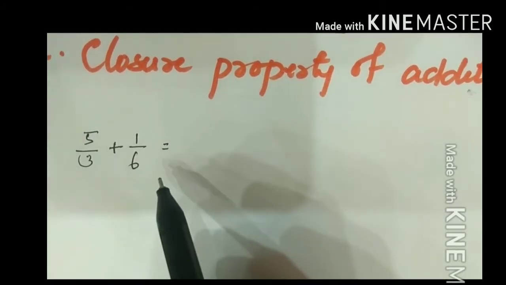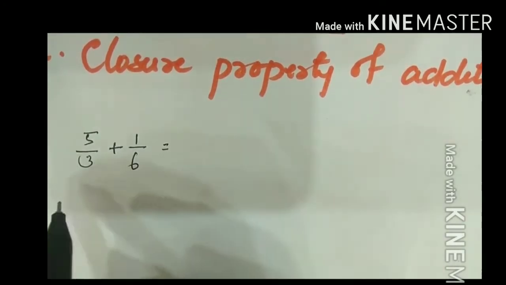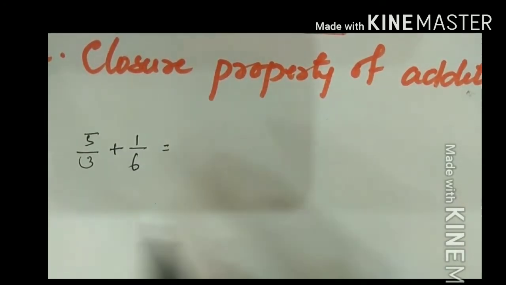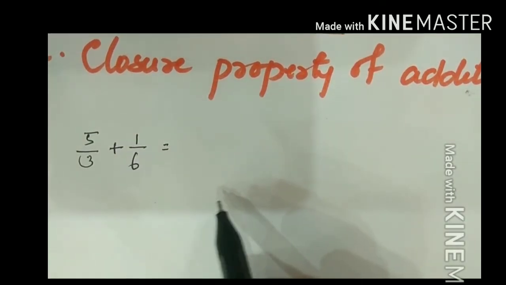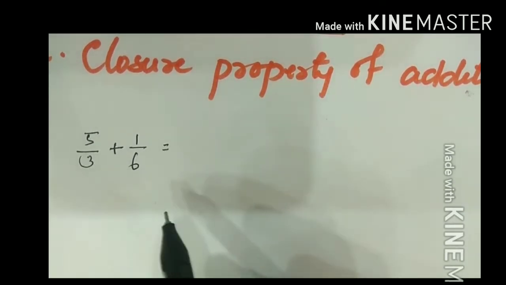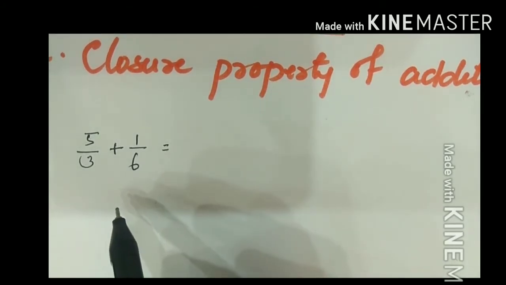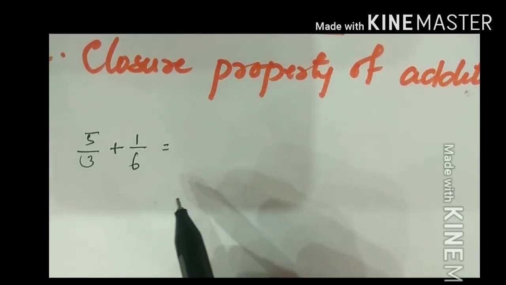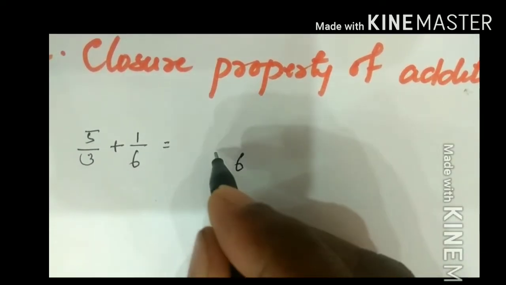You know, these are fractions. How to add fractions? We need to look at the denominators. If the denominators are same, we can add. We'll add the numerators and denominators will remain the same. Here, the denominators are different. So when the denominators are different, what do we do? We have to take the LCM of the denominators. What are the denominators? Denominators are 3 and 6. What is their LCM? Their LCM is equal to 6.